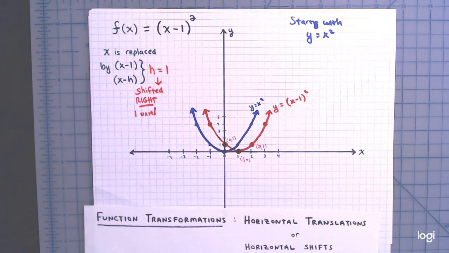All right. But yeah, so the key to take away from this is, what does it mean? When are you going to see these horizontal translations, these moves left and right, these horizontal shifts?